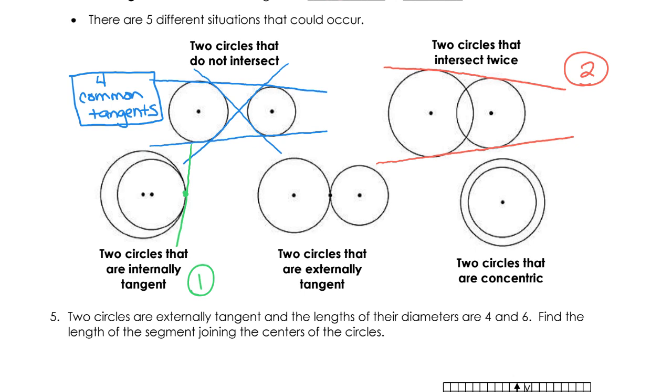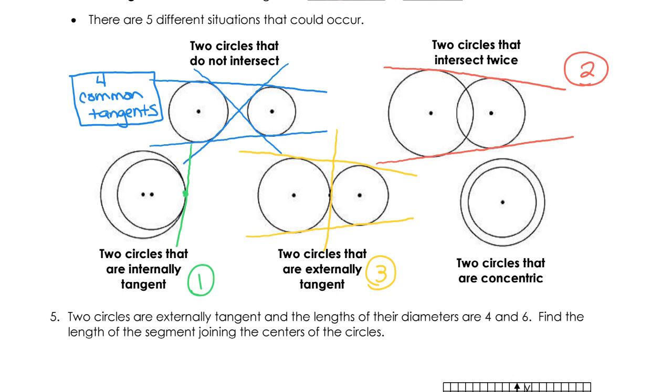Next picture. It looks kind of similar to the first 2, but they're not overlapping and they're not separate. They're just touching at one point. So in this case, we can still draw the one that goes across the top, and the one that goes across the bottom. And in this case, we can also draw one right through that point where they touch. And so in this case, we can draw 3 common tangents.